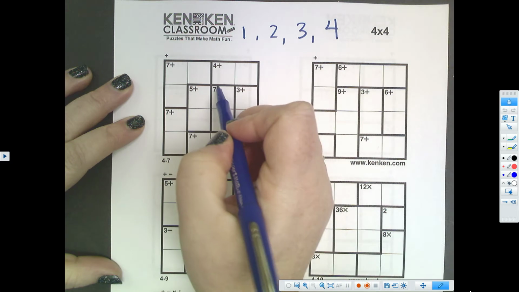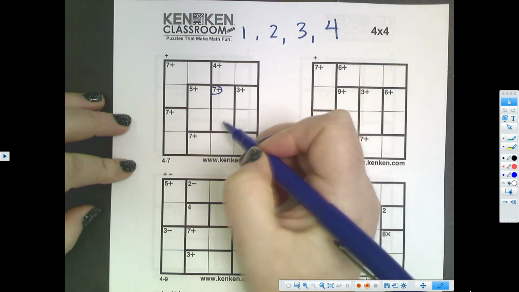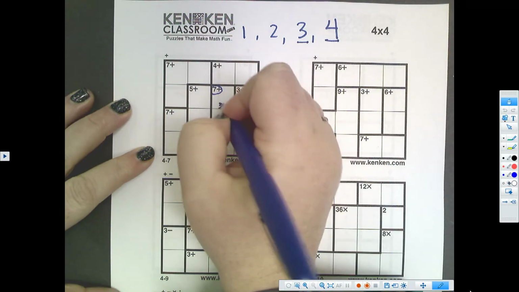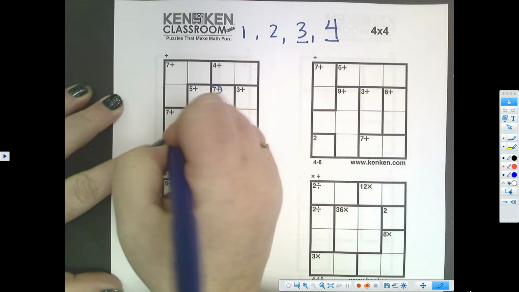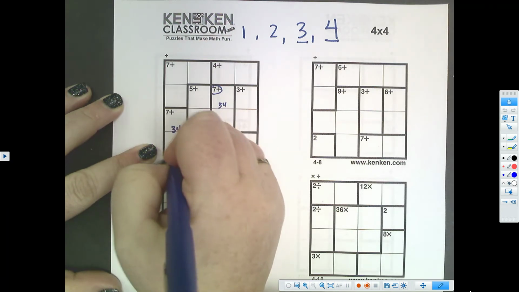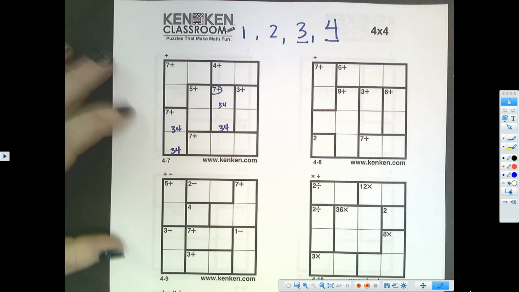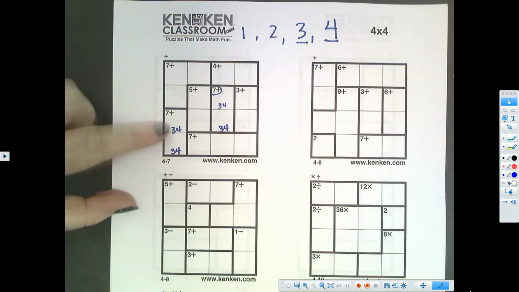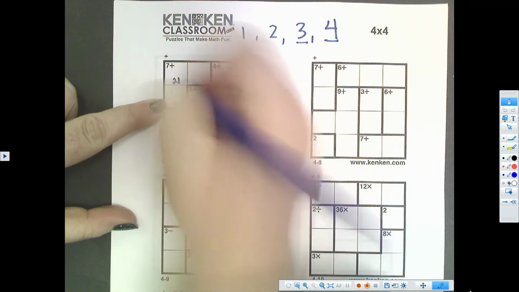Now, a +7 right here, I know that there's only one way with two numbers to make 7, and that would be 3 plus 4. I also know over here it would be 3 plus 4. So this gives me a starting point, because if this is a 3 and a 4, these would have to be a 2 and a 1.